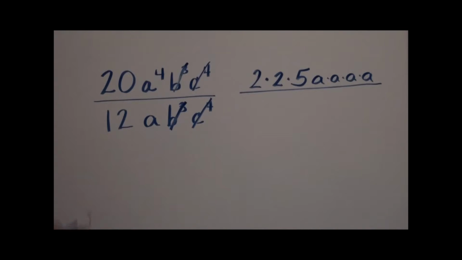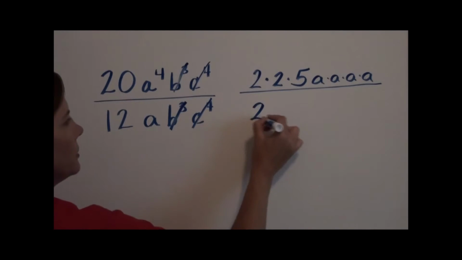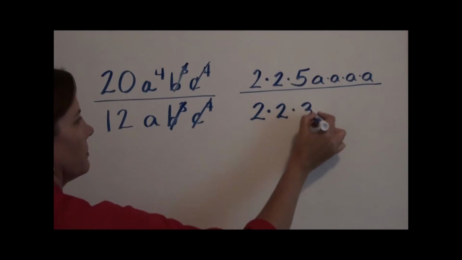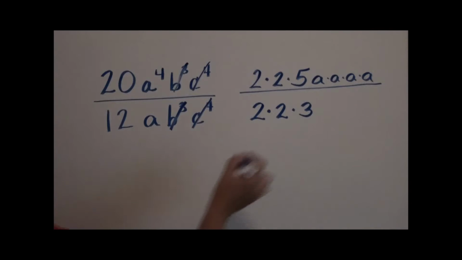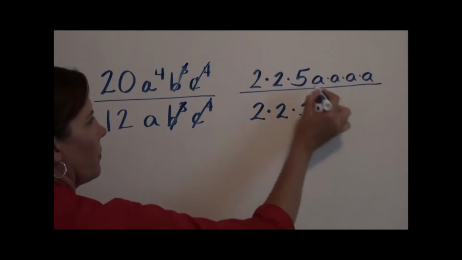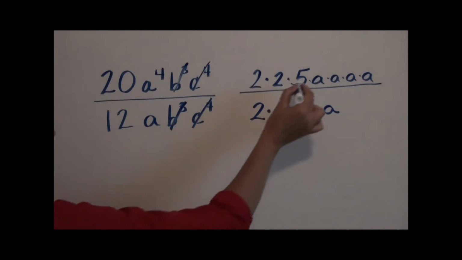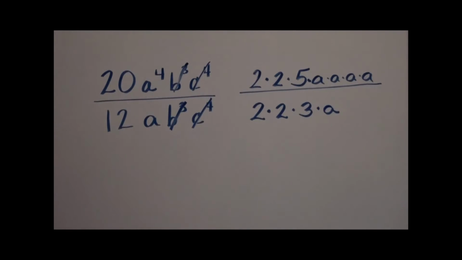In the denominator, I've got 12. I know that's 2 times 6, or 2 times 2 times 3. I have a to the 1st power. When I don't have an exponent, it's just a to the 1st power. We don't write that 1, and that's multiplication. So now I have my numerator and my denominator written as products of factors. I can look for things that are in common.